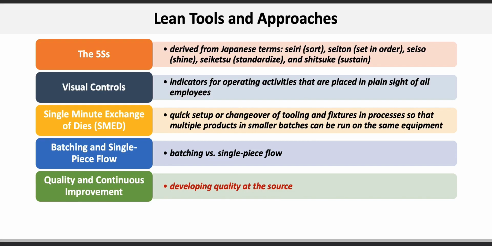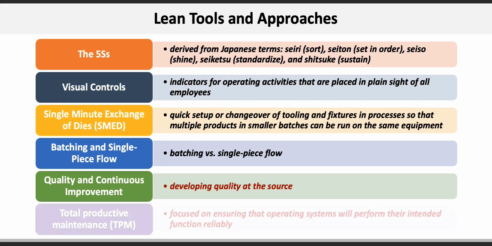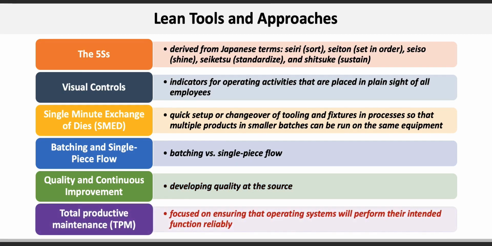Employees inspect and analyze their own work to guarantee that the good or service passed on to the next stage conforms to specifications. Continuous improvement initiatives are vital in lean environments, as is teamwork among all managers and employees. The last tool is total productive maintenance, which focuses on ensuring that operation systems will perform their intended function reliably.